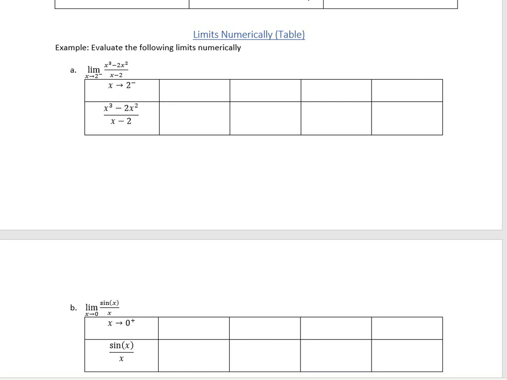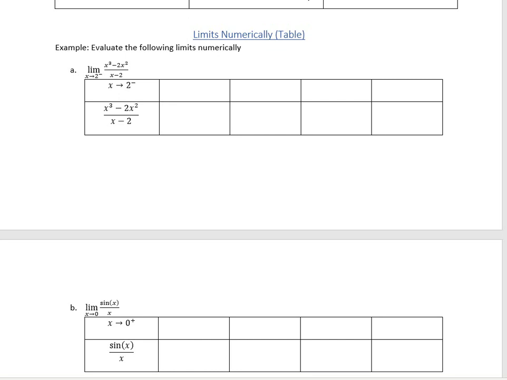Alright, so we're going to be looking at exploring limits numerically now. What that means is that we're going to be using a table. Let's look at this example, which we looked at above, where we want to explore the limit of x cubed minus 2x squared, all divided by x minus 2, and we want to look at x values specifically approaching 2 from the left. So we want to use x values that are less than 2.